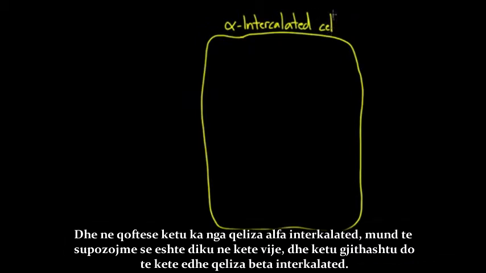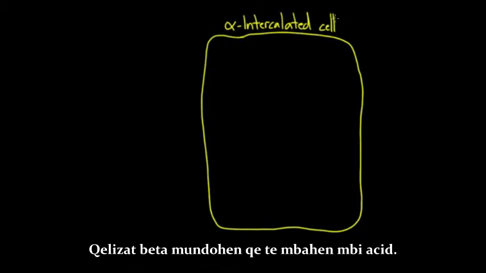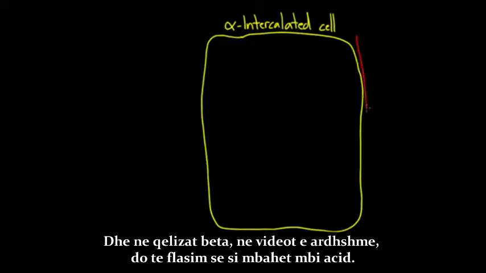If there's an alpha intercalated cell, you can probably guess that somewhere along the line there's also a beta intercalated cell. The beta intercalated cell does, in many ways, the opposite of the alpha one, and the beta cell tries to hold on to acid. So here we're going to talk about how the body gets rid of acid, and in the beta cells, in a future video, we'll talk about how it holds on to acid.